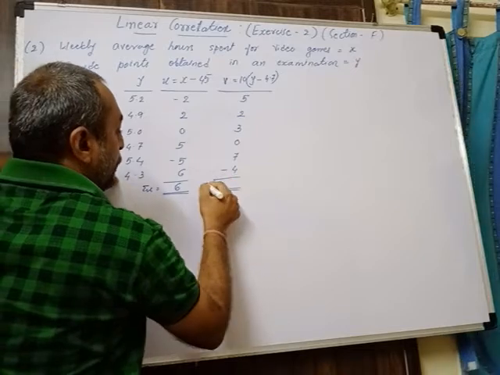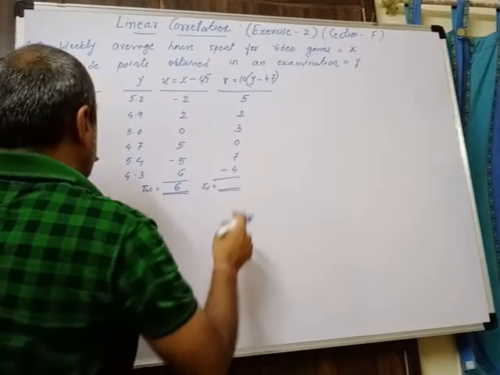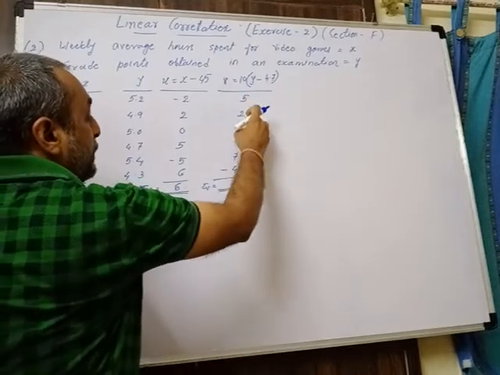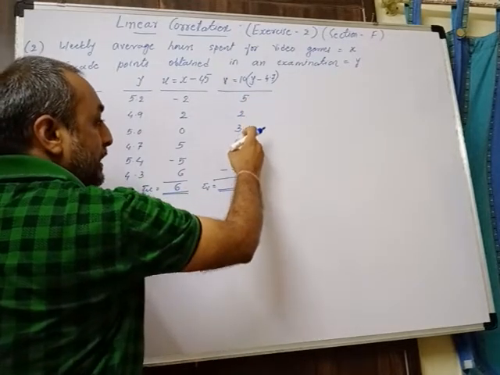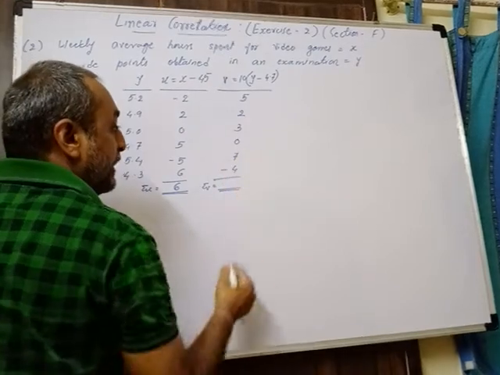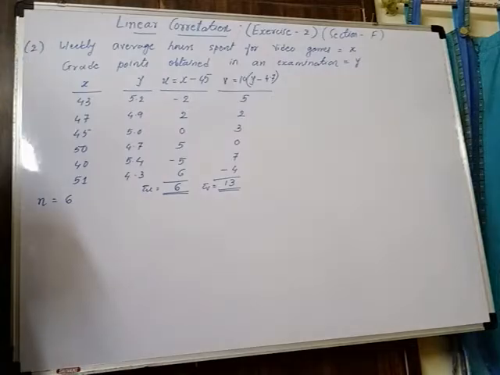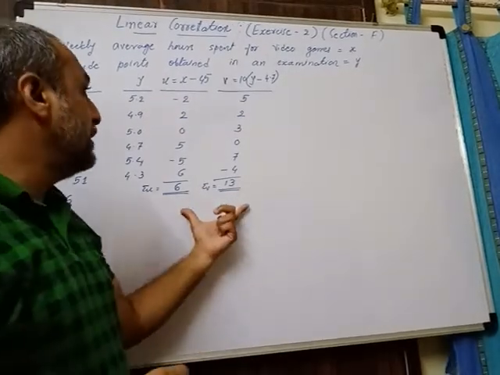Now we have to find this total, that is called the sum of v. The total of the positive values, then we deduct the minus 4. So 5 plus 2 is 7, 7 plus 3 is 10, 10 plus 7 is 17, 17 minus 4 is 13. Sum of v is equal to 13. This is what your new variables u and v are.